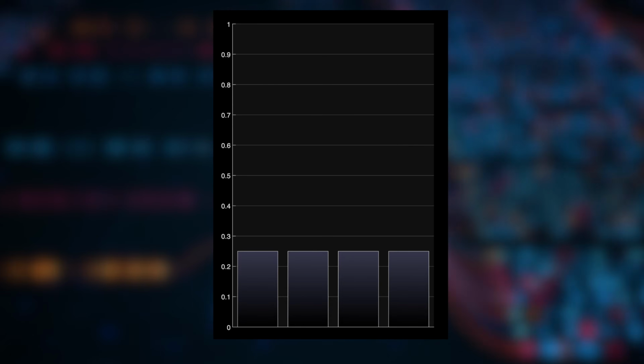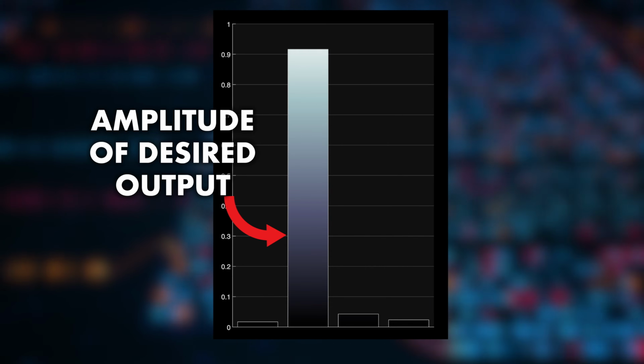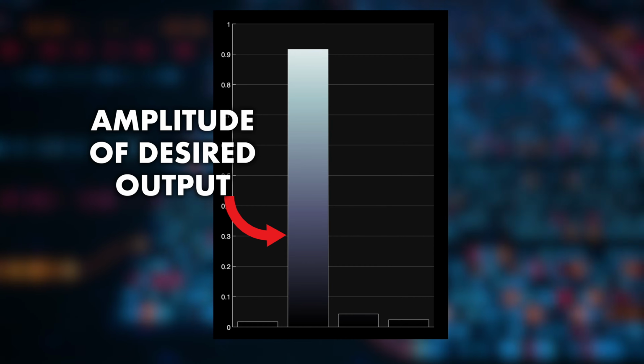And this is an inherent feature of quantum mechanics that you just can't get around. So many quantum algorithms work by increasing the amplitude of the desired output, so that when you make the measurement, in all likelihood you'll get the right one.